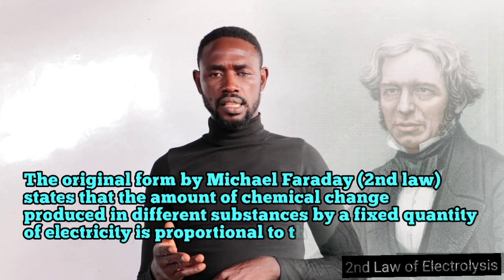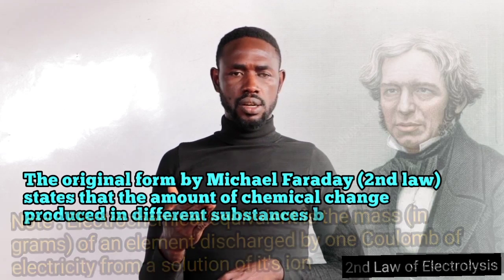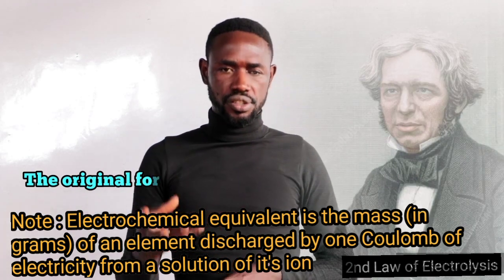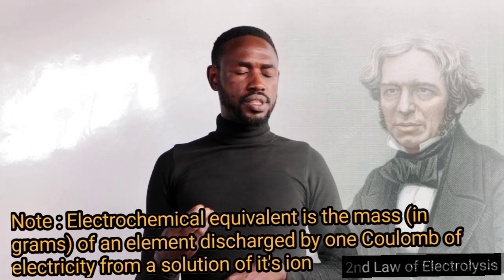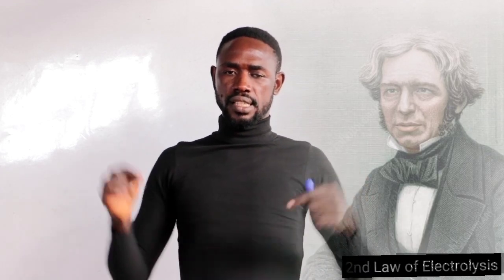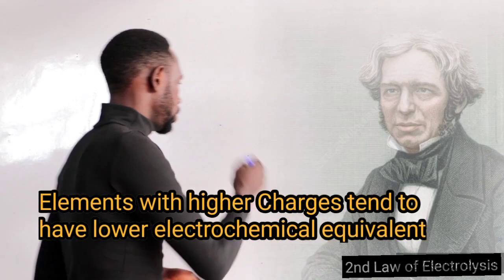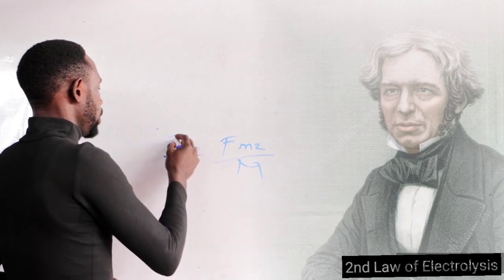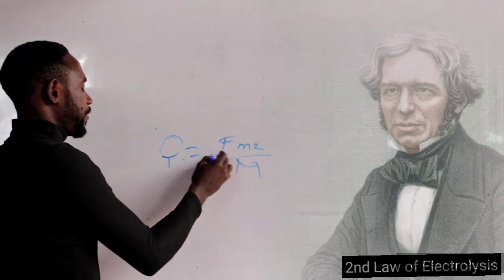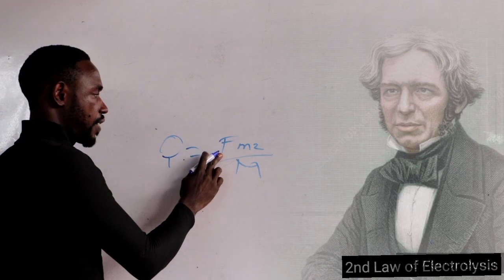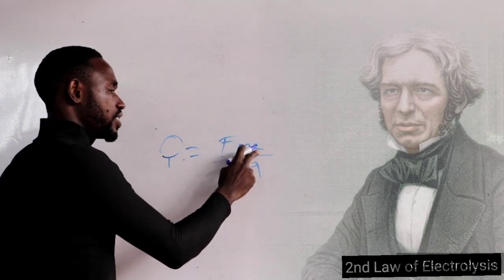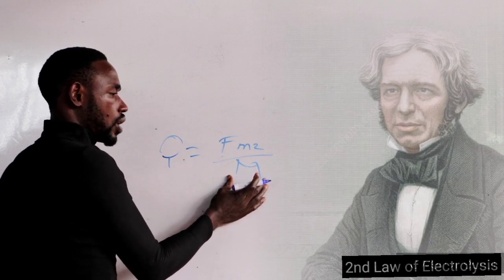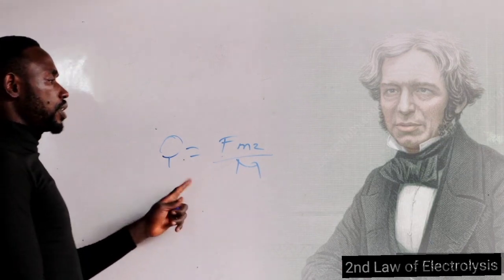In a more mature way, we say that the quantity of electricity or the charge required to liberate a mass M is given as Q equals FMz over M, that is the quantity for the second law, whereby F is the Faraday constant, which is 96,500, M is the mass, Z is the charge present on the element, and this is the ionic mass of the element in question. But this is more advanced.